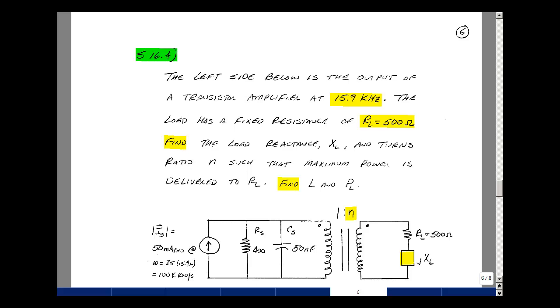This lesson deals with Supplemental Problem 16.4. You can find this problem in the ECE202 ebook in the Chapter 16 Supplemental Problems, starting on page 6. The left side of the circuit below is the output stage of a transistor amplifier.